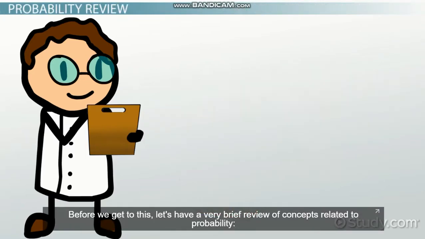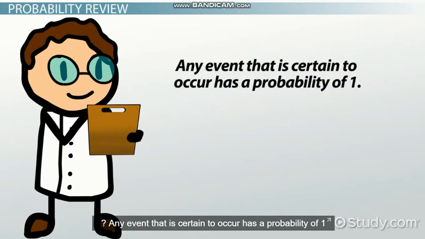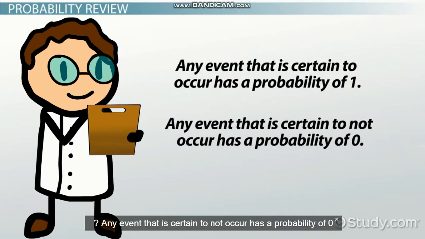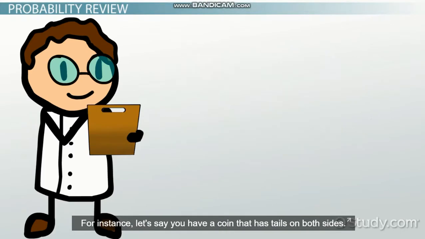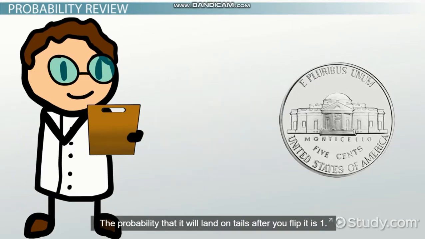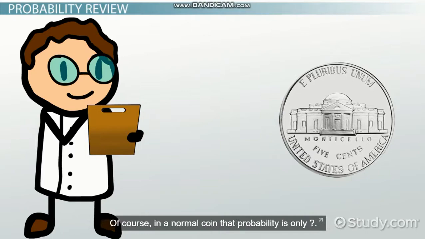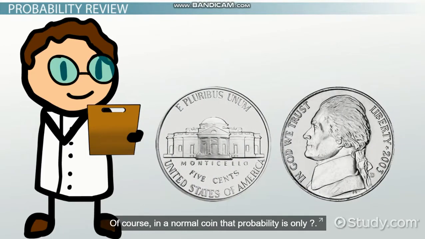Before we get to this, let's have a very brief review of concepts related to probability. Any event that is certain to occur has a probability of 1, and the event that is certain to not occur has a probability of 0. For instance, let's say you have a coin that has tails on both sides. The probability that it will land on tails after you flip it is 1. Of course, in a normal coin, that probability is only 1/2.